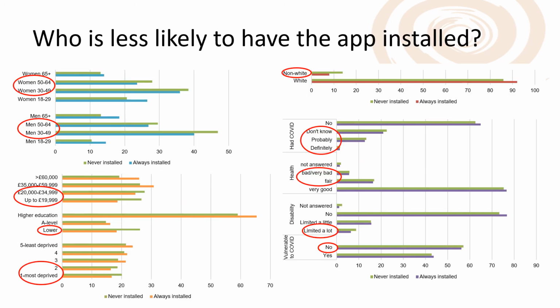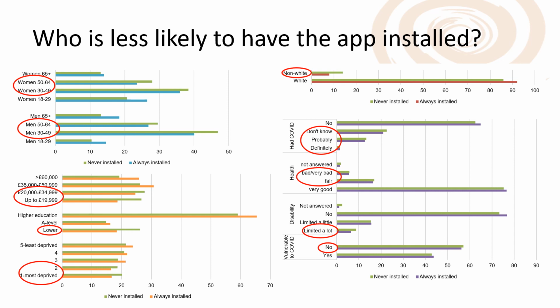Comparing the characteristics of smartphone users who had the app installed at all time points with those who never had the app installed reveals the following differences. The 2 middle age groups of both genders were less likely to have the app installed than the oldest and youngest groups. Also, those earning lower incomes, those with lower levels of education, those living in the most deprived and second most deprived areas, and non-white respondents were all less likely to have the app installed.